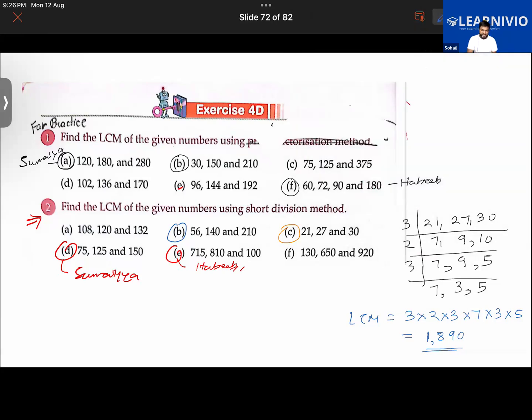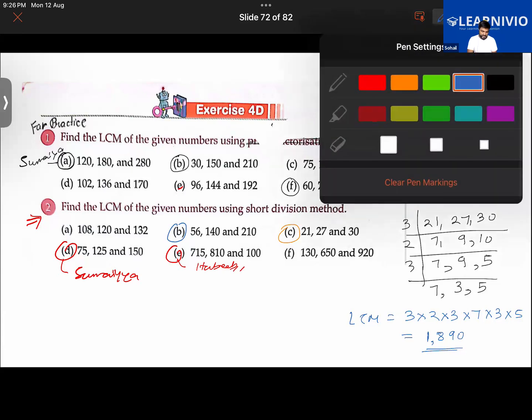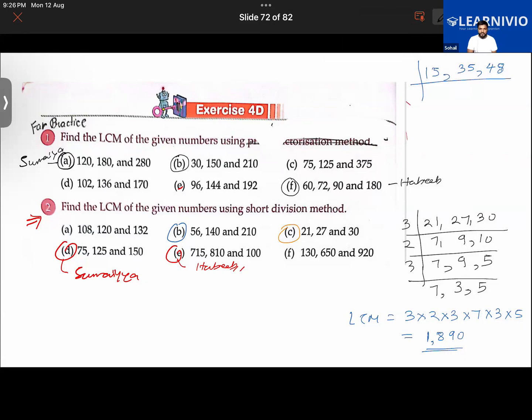Say you have taken numbers like 15, 35, and let us take 48, for example. Okay. We have three numbers. First of all, we will try to find: is there any number that can divide all of them? Think of this. There isn't any number that can divide all of them.